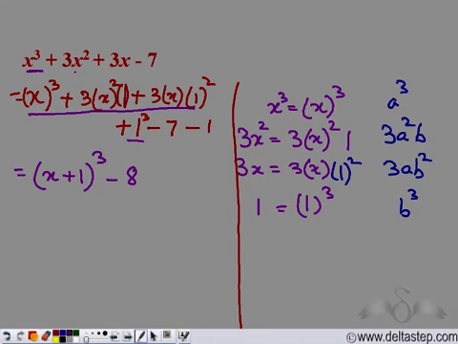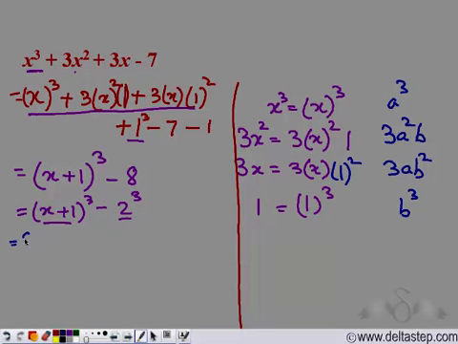is minus 8. Now what is 8? 8 is 2 cube. So we can write it as 2 cube. So we have x plus 1 cube minus 2 cube. Now this is in the form of a cube minus b cube. So let us use the identity for a cube minus b cube.